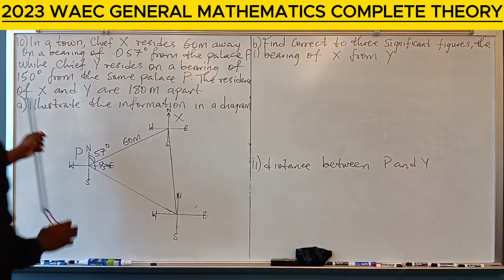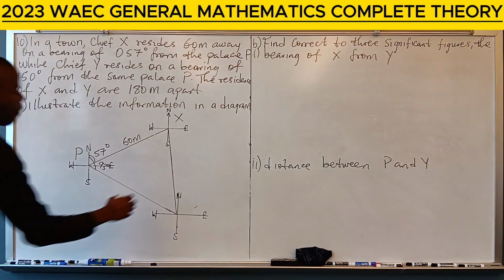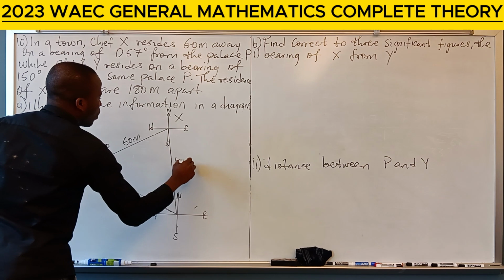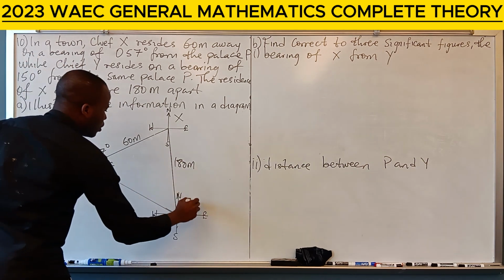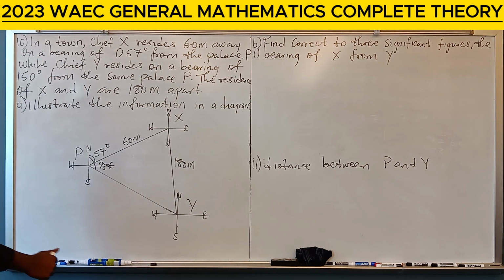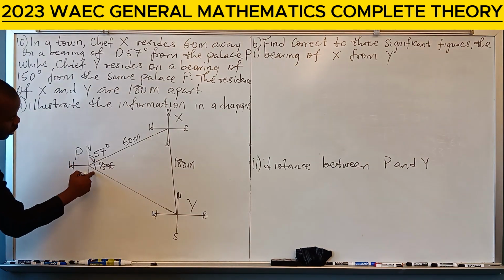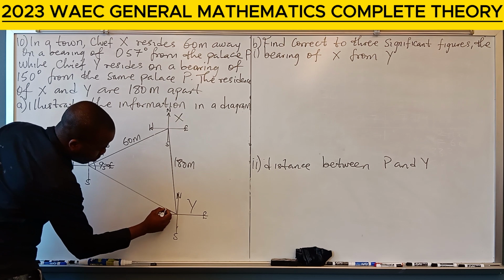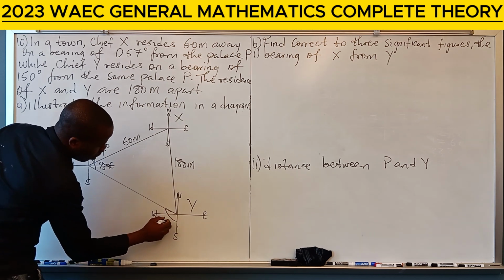We are told that X and Y are 180 meters apart. So this is 180 meters apart. This is Y. So if here is 150 degrees, we already know that by alternate angles, here is 150 degrees too.